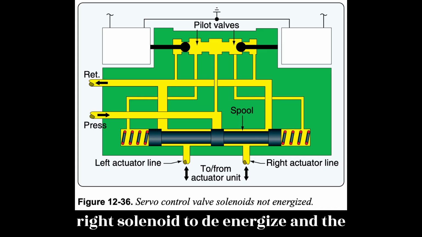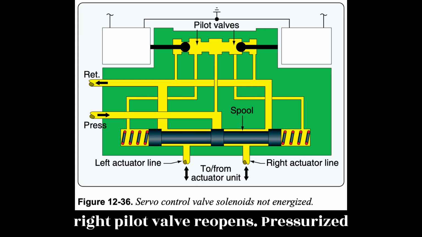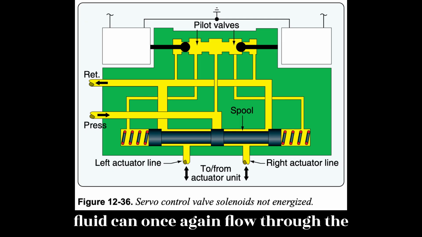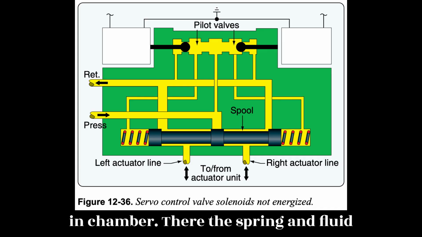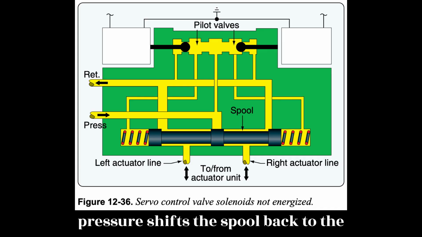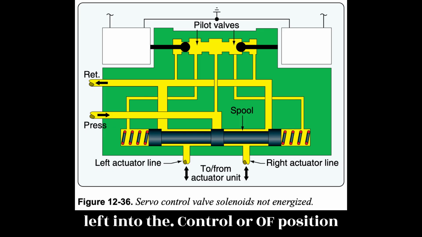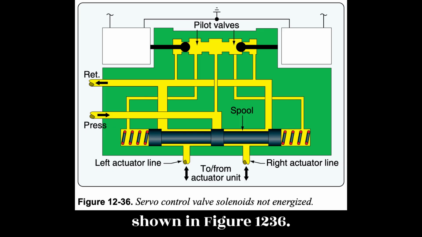The switch causes the right solenoid to de-energize and the right pilot valve reopens. Pressurized fluid can once again flow through the pilot valve and into the main spool right end chamber. There, the spring and fluid pressure shift the spool back to the left into the neutral or OFF position shown in Figure 12-36.